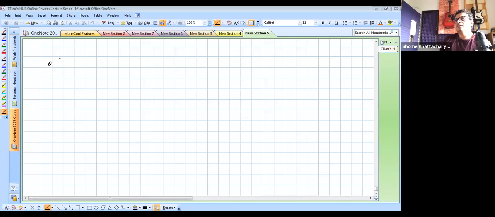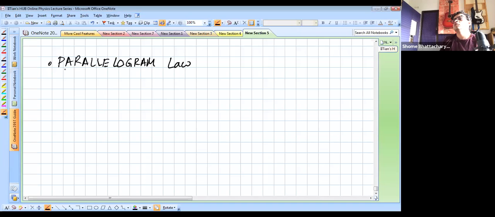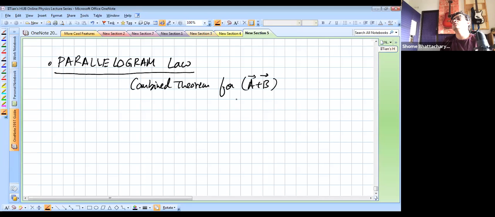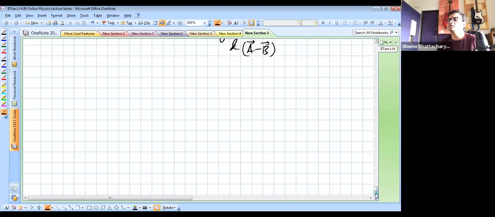So the final thing now is the parallelogram law. This is a combined theorem for the sum of two vectors and the difference of two vectors. Both the things are within the same diagram and the same theorem. So actually this is nothing new. It just comes by combining the two triangles.